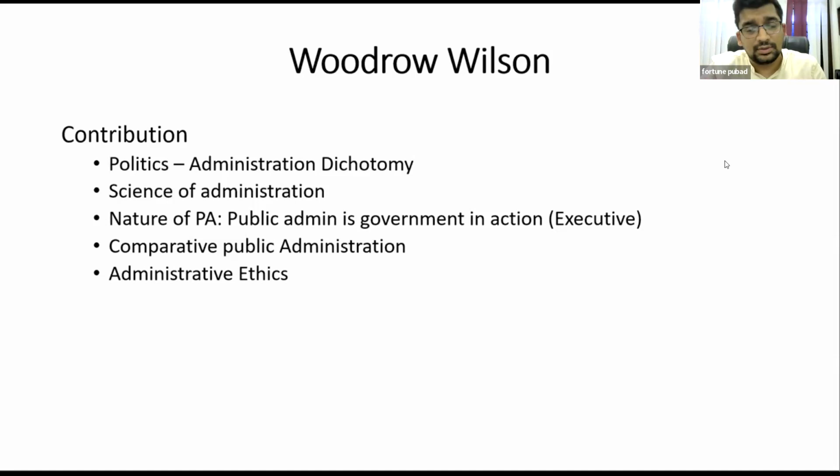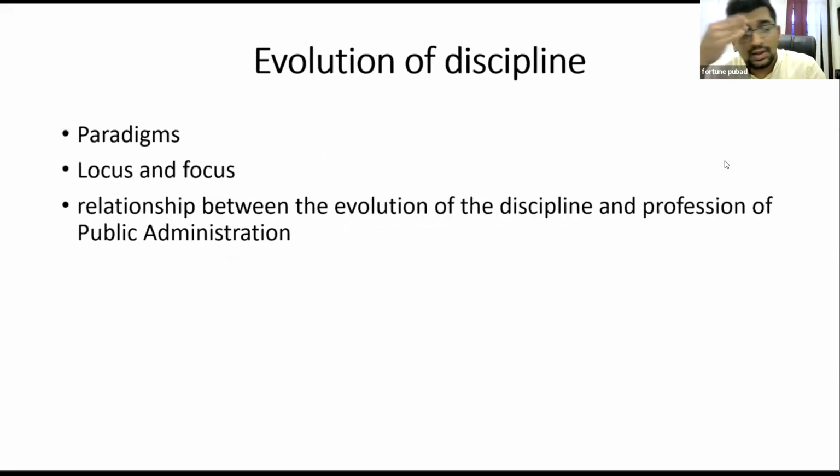So that is Woodrow Wilson. What about evolution? Evolution, for the last 5 years, they have asked no questions, but pretty straightforward questions have been asked from evolution. Well, again, look at the paradigms directly touched under. One of the questions that directly asked back in the years was locus and focus. So with the help of Golembiewski's locus and focus concept, explain how the PA or public administration theory has evolved.